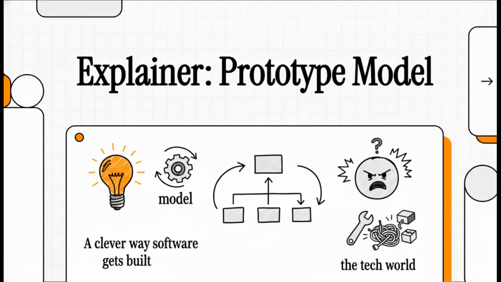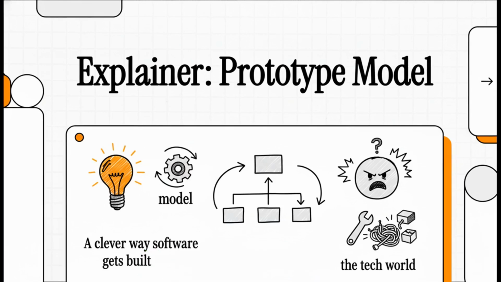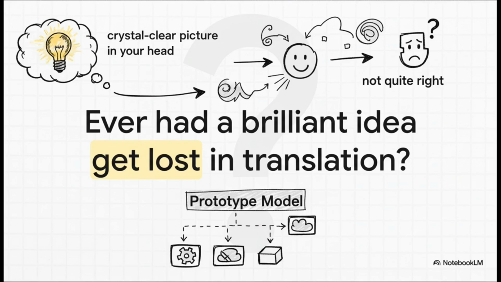Welcome to the Explainer. Today we're going to break down a really clever way software gets built. It's called the prototype model. And trust me, it's a method designed to solve a problem that is ridiculously common and super costly in the tech world. So let's start with a feeling I'm sure you've had.